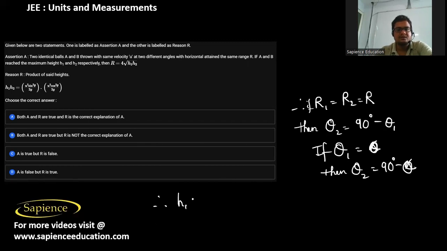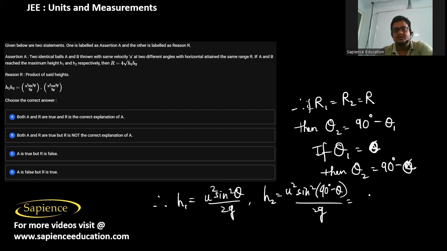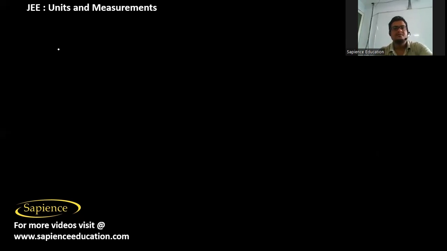Therefore the maximum height for the first ball will be u square sine square theta by 2g, and the maximum height for the second ball will be u square sine square of 90 minus theta by 2g, which is cos square theta. So this is u square cos square theta by 2g. And the range, as we know, will be equal to u square sine 2 theta by g.